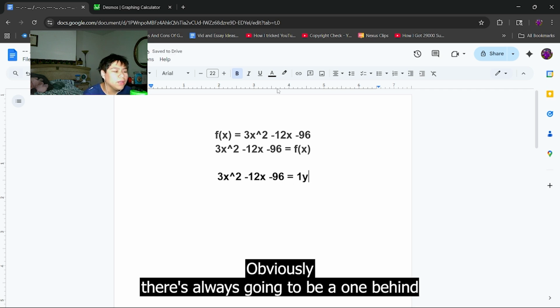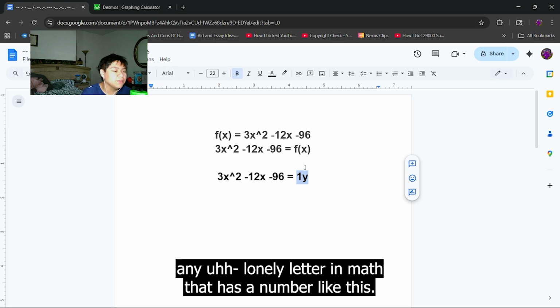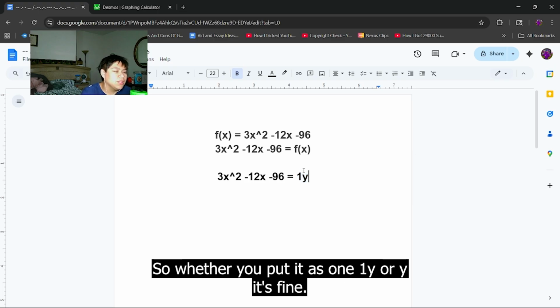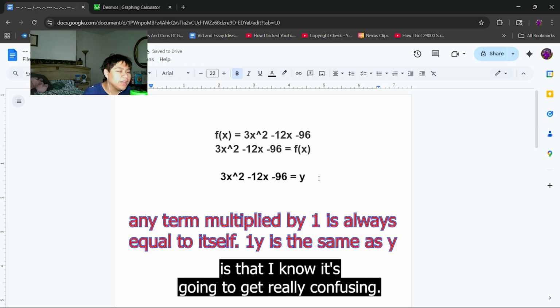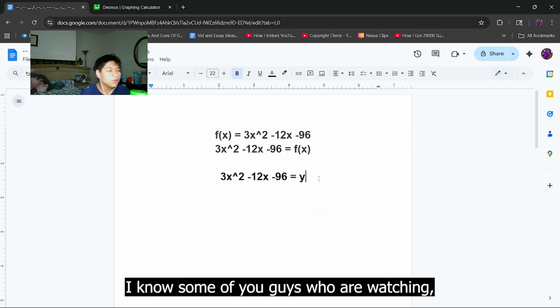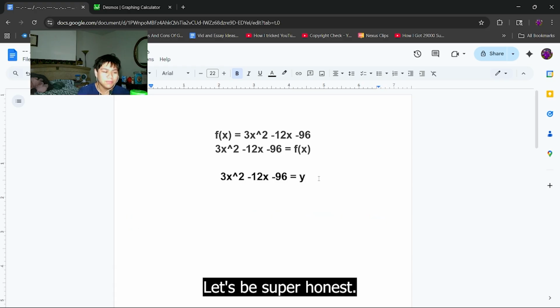Obviously, there's always going to be a 1 behind any lonely letter in math that has a number like this. So whether you put it as 1y or y, it's fine. It doesn't really matter. I know it's going to get really confusing. I know some of you watching, and I know for my one classmate, you don't get this at all. Let's be super honest.